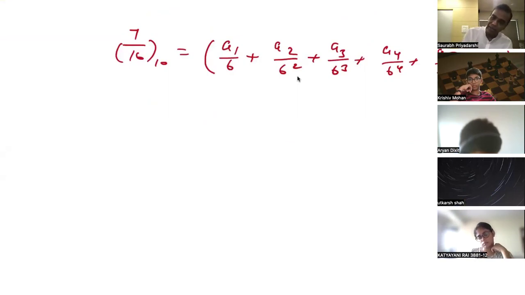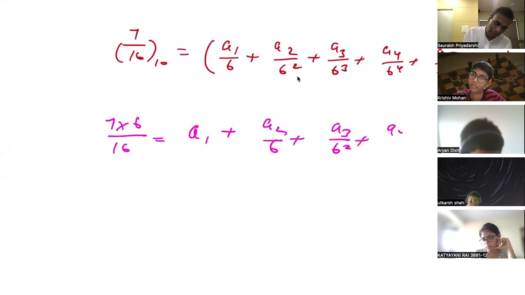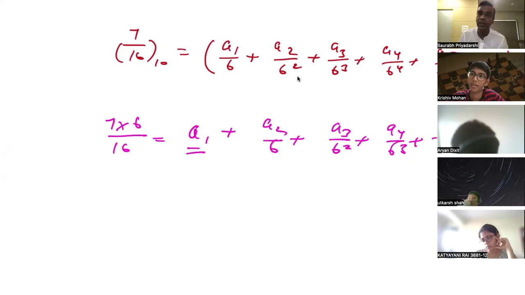So I multiply this by 6. Then this will be A1 plus A2 by 6, A3 by 6 square, A4 by 6 cube, and so on. So this number is the integer. Sir, it is the same method again, right? This number will be the integer and everything else will be fraction.